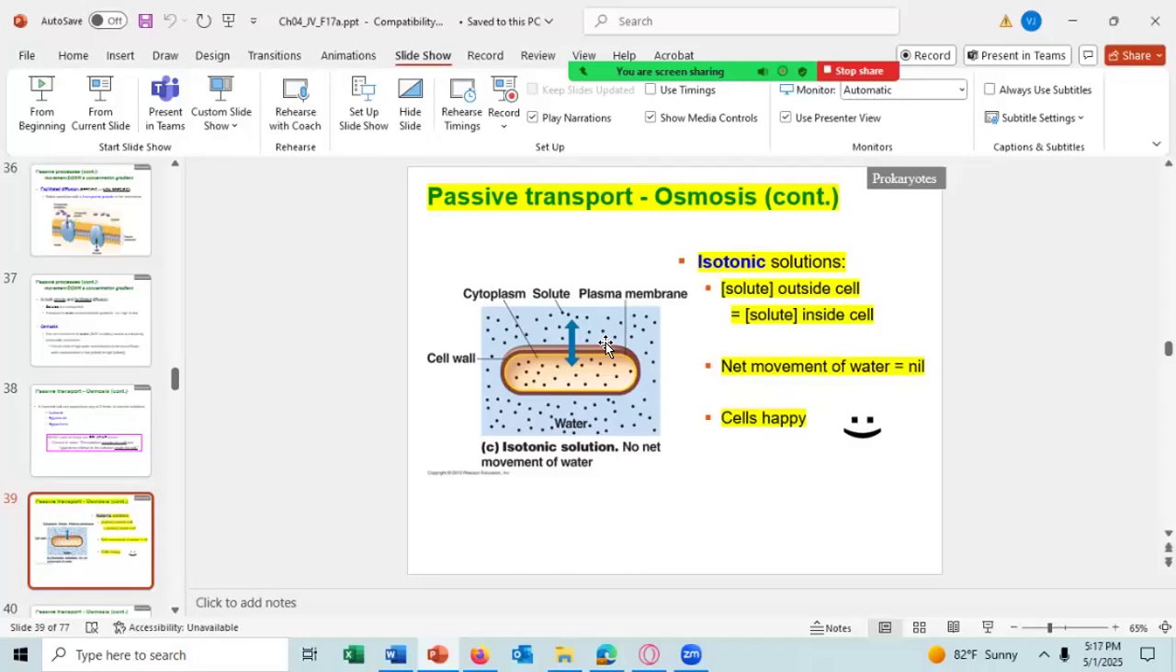Now, I did say the word net movement, and that's because water can move from outside the cell to inside the cell. But if one molecule moves into the cell, then there's another molecule of water inside the cell that moves out of the cell. So there's no net movement of water. Any question about any of that?